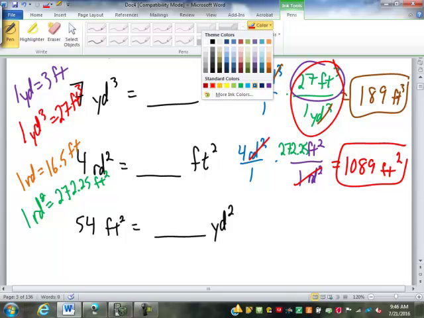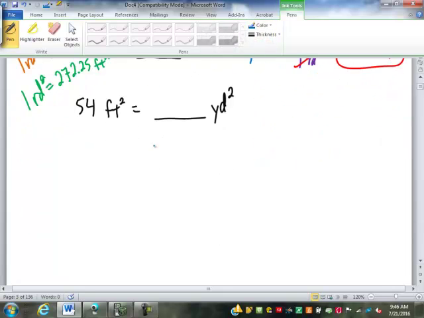Okay, well then down to the last one, 54 square feet. So at 54 feet squared over 1. Square feet on bottom, square yards on top. Which one's the bigger unit? Yards. So yards are going to be 1, right?